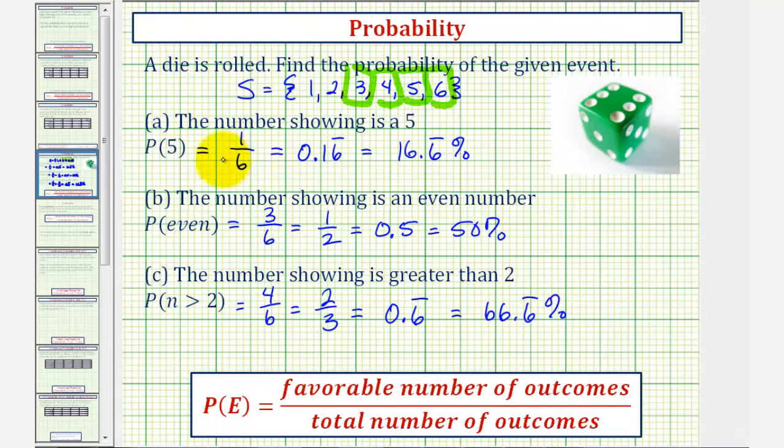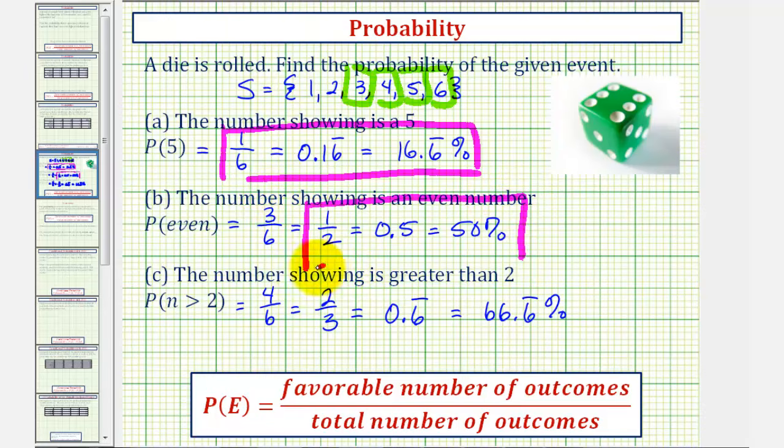So here we expressed each probability as a fraction, decimal, and percentage. Just be sure if your question indicates the probability in a specific way, you do so.